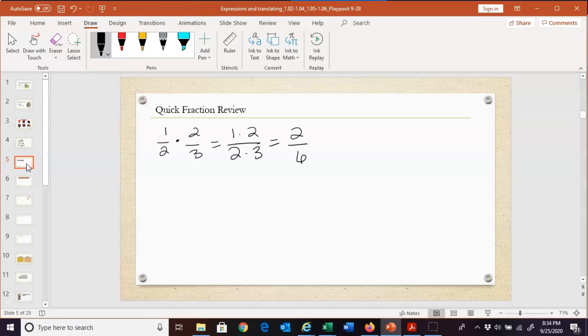2 over 6. Now we can definitely reduce this, right? We want to think about what number can go into each of these evenly. So we can divide each of these by 2 and get 1/3.